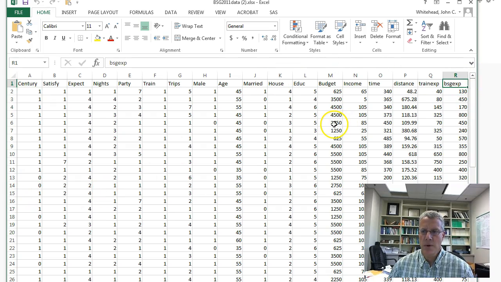Okay, the key variable that we're testing is Blood, Sweat, and Gears expenditures. So person 1 over here spent $130. Person 2 spent $450.